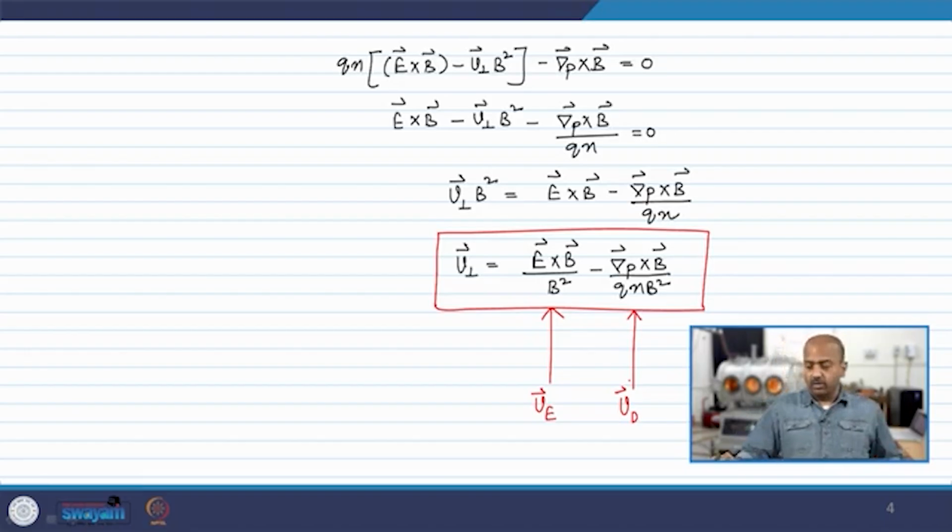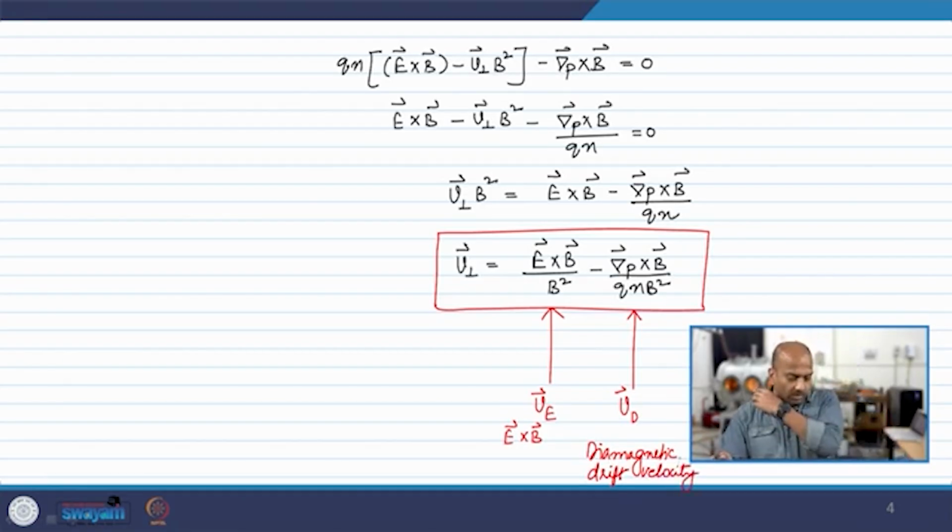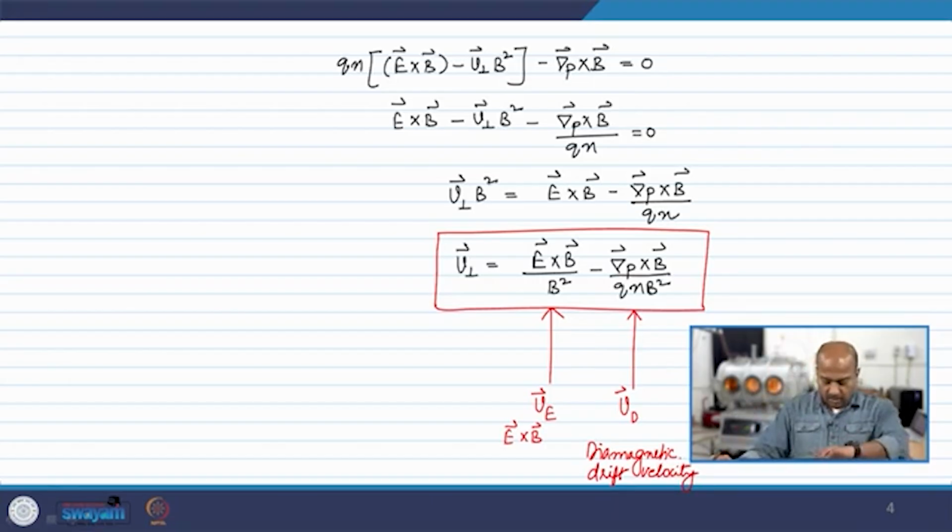We may have referred to v d itself as the E cross B drift velocity, but we are slightly changing the notation here. v e is the E cross B drift velocity, and v d from here onwards is going to be called the diamagnetic drift velocity. v d is called the diamagnetic drift velocity.